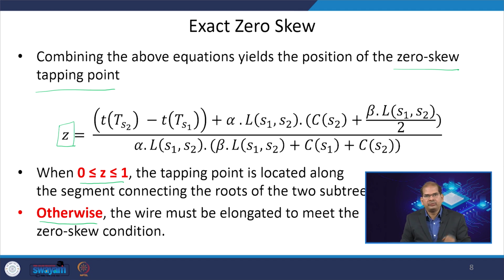So, what do we have to do? We have to use a longer metal and do the analysis again. Okay. So, the wire must be elongated, that means that you are using a longer piece of metal in both the branches to meet the zero skew condition. Okay. So, that is the idea. It is very simple and all are basically linear equation kind of thing. So, anybody can understand this.